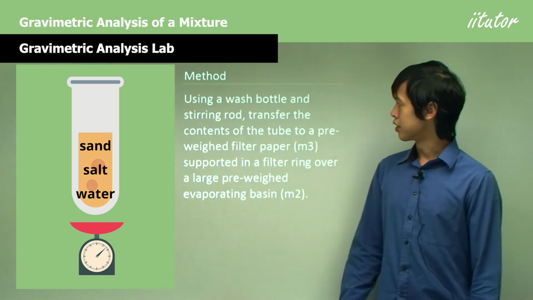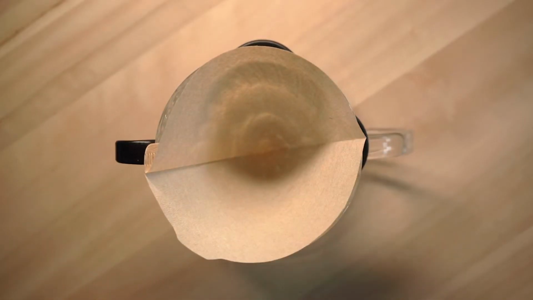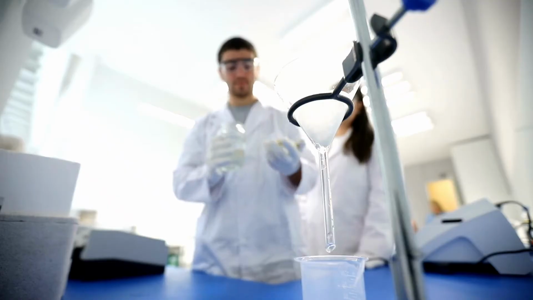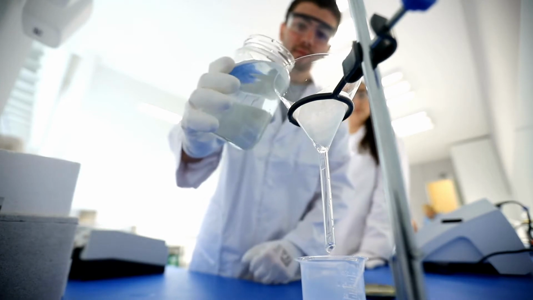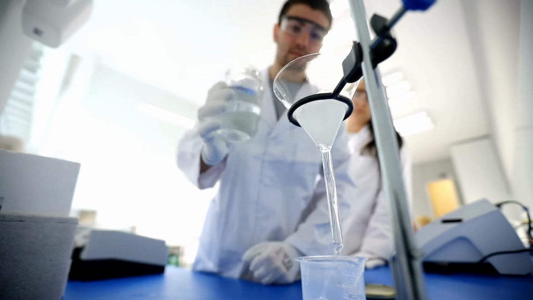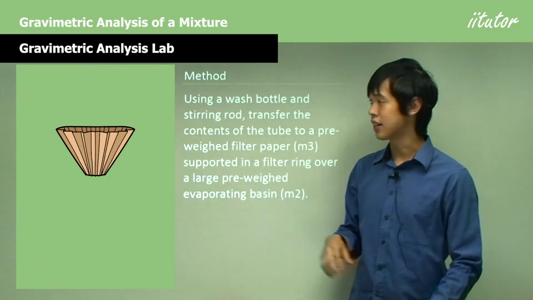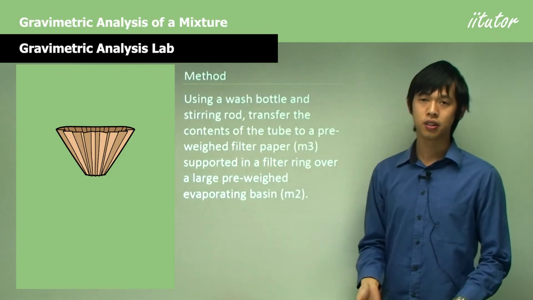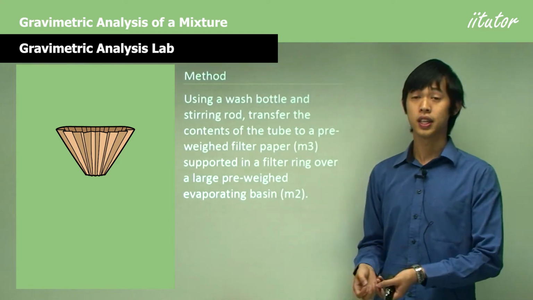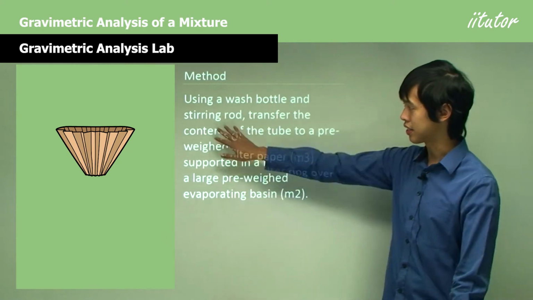So using a wash bottle and a stirring rod, we transfer the contents of the tube to some filter paper. So what we want to do here is we had a tube full of sand, salt, and water, and then we poured it onto a filter paper. See that in the top of each of the filter funnels, we see some white paper looking stuff. That's the filter paper. Why we want to do that is because we can filter all the water from the sand, and that way we can measure how much sand we've got. Okay, so that's what we want to do.